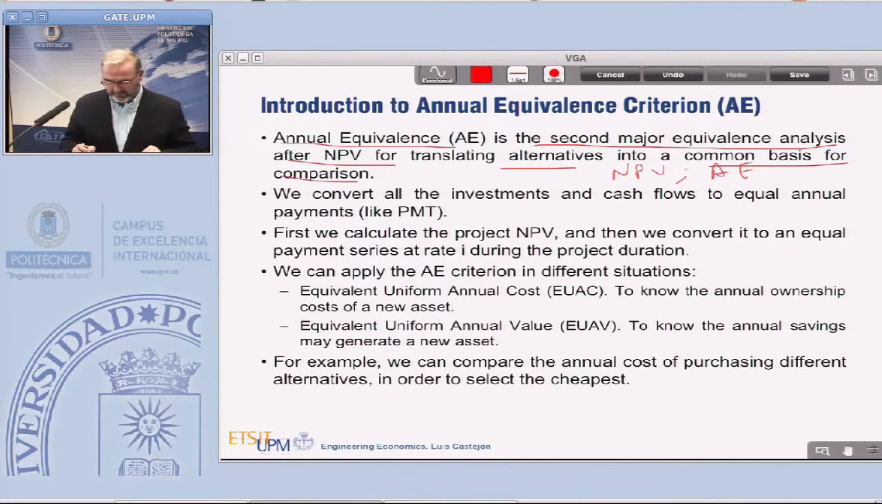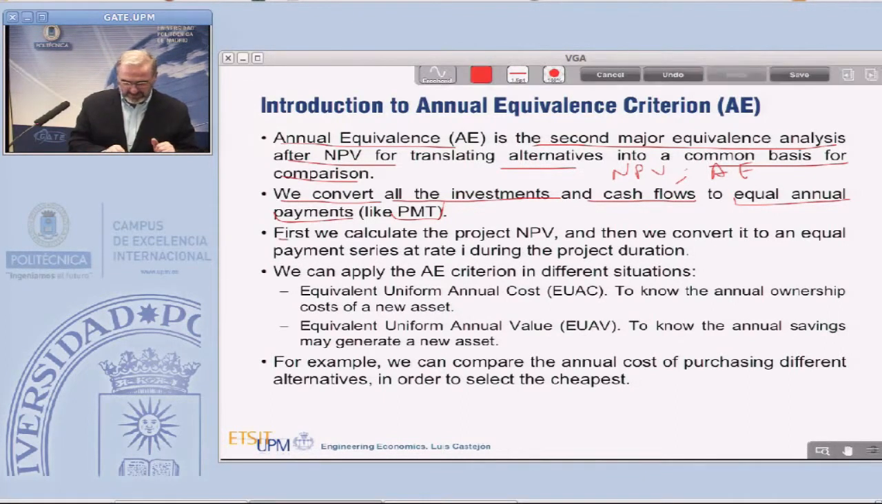As I have explained in the presentation, with the annual equivalent criterion we are converting all the investments and future cash flows to an equal annual payment, like the PMT factor we are estimating several times. So we are moving all the future cash flows and the capex or the initial payments, calculating a representation of those cash flows in just one number, which is the equal annual payment.